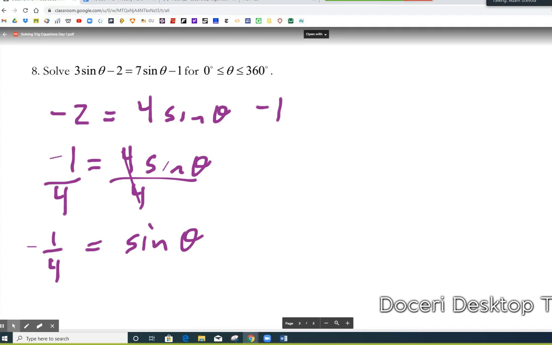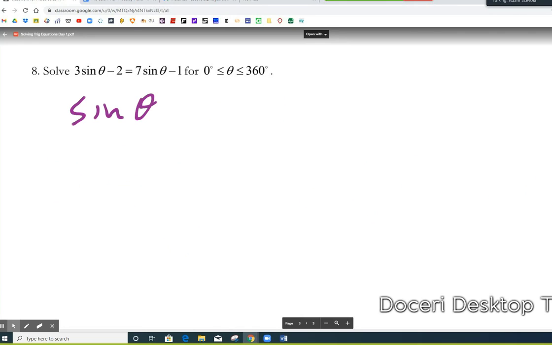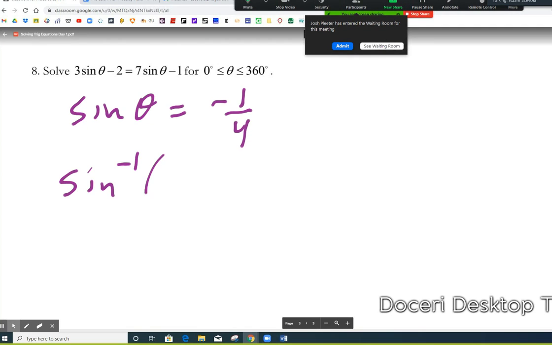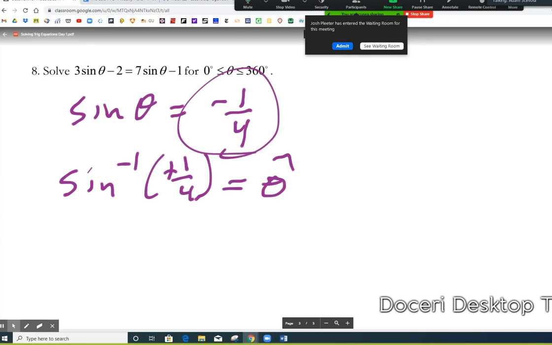Now, the other problems we didn't need a calculator for. But for this one, we need a calculator because -1/4 is not one of those ratios in the chart that you have memorized. It's like 1/2, √2 over 2, √3 over 2, 0, 1, not -1/4. So we need to use a calculator to figure out what angle you take the sine of to get -1/4. We're going to do the sine inverse of +1/4 to get the reference angle. Then once we have the reference angle, we can figure out where sine is negative and go from there.